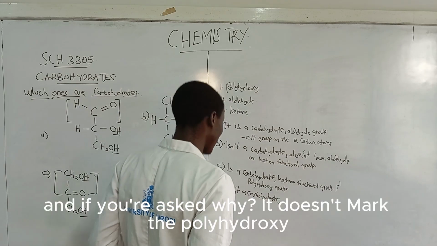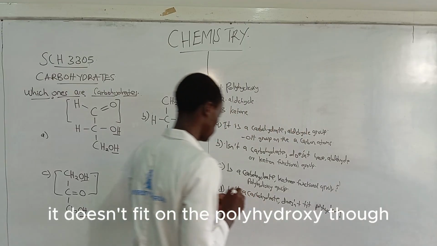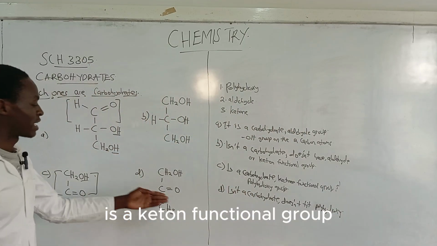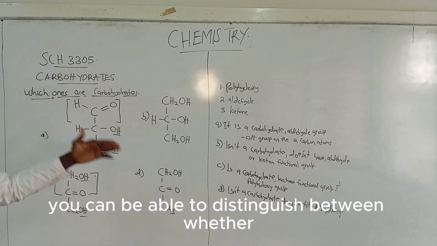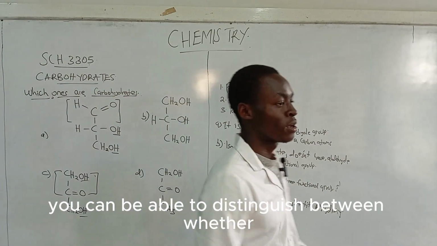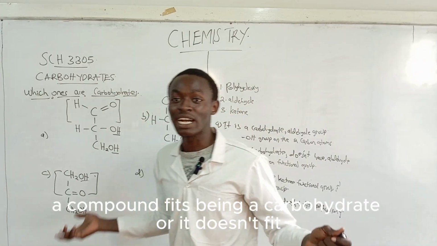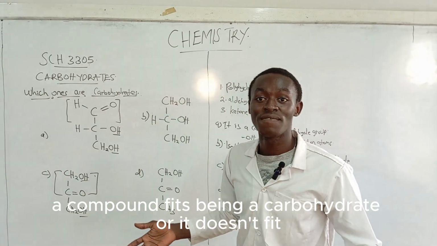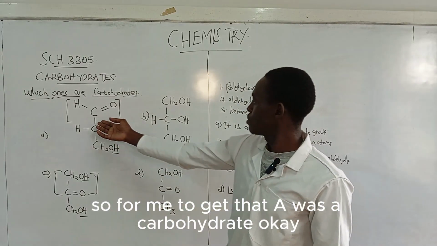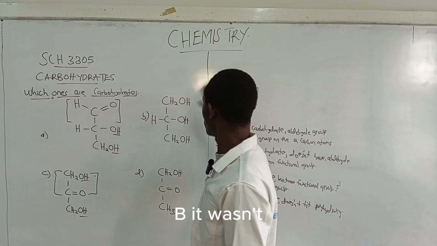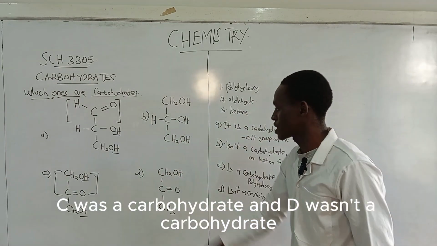And if you are asked why, it doesn't fit on the polyhydroxy, though it has a ketone functional group. So that way you can distinguish whether a compound fits being a carbohydrate or it doesn't. So for this, A was a carbohydrate, B wasn't, C was a carbohydrate, and D wasn't a carbohydrate.